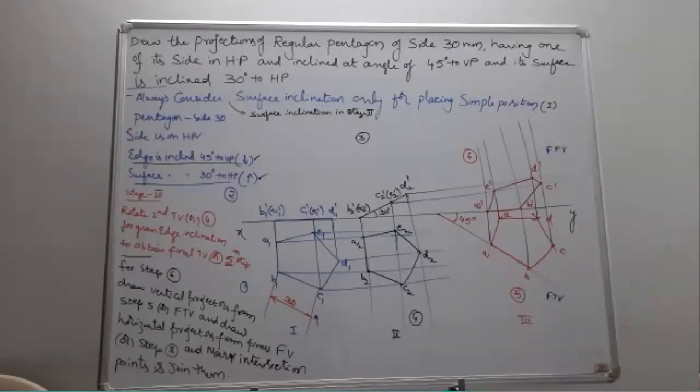So this was such an easy problem. You just have to remember the 3 points. So what are they? What are the 3 important points? What is the simple position? What is the first inclination? What is the last inclination? Always in simple position, let us assume your plane surface is parallel to the surface to which it is inclined. So always first consider the surface inclination, and then make your plane surface parallel to that given surface.